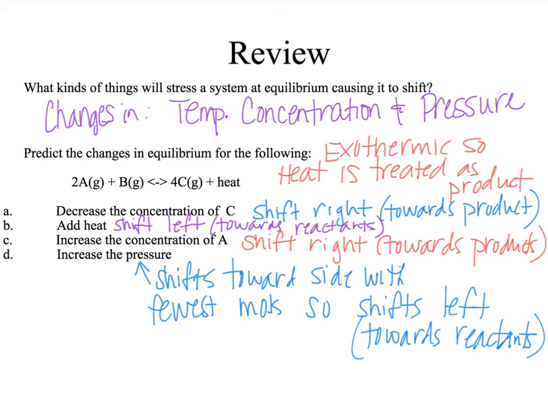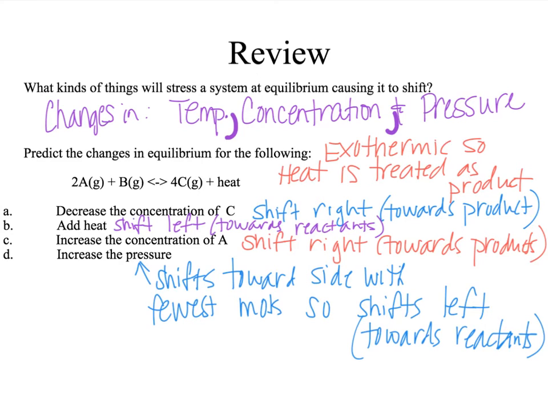Last one says, what kind of things will stress a system at equilibrium, causing it to shift, meaning go towards the products or go towards the reactants. And so the three things that can affect that are change in temperature, concentration, and pressure. Probably should have put a comma in there. Temperature, pressure, and concentration. Now, let's look at this reaction.